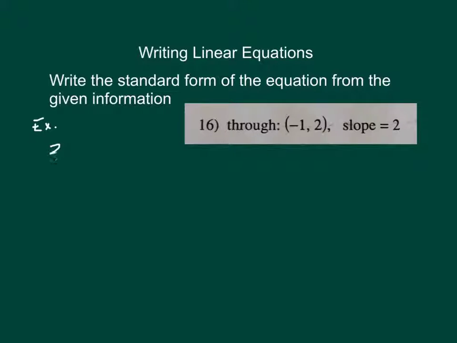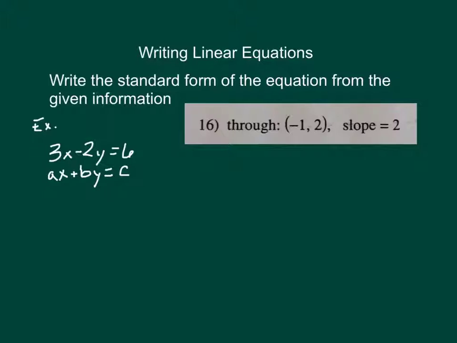So an example would be, you want something that looks like that. Something with x plus or minus something with y equals a number. That's your goal. So if your answer doesn't look like that, it needs to look like that. And so you usually say standard form is ax plus by equals c. That's usually how you write it. Okay? So now, it's taking you through a point.